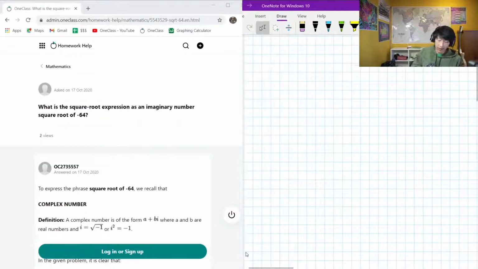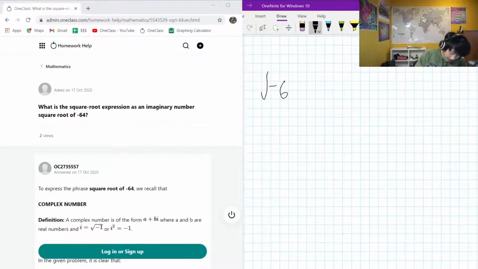Okay, so the next question that we have today is asking us, what is the square root expression as an imaginary number of the square root of negative 64? Pretty much what it's asking is, what is this?